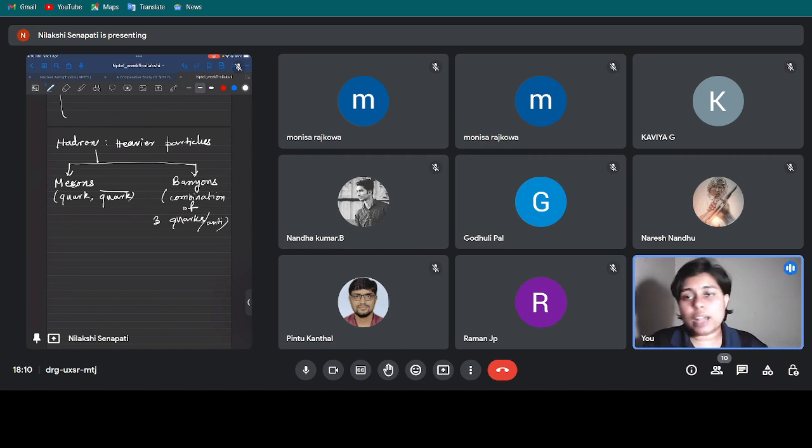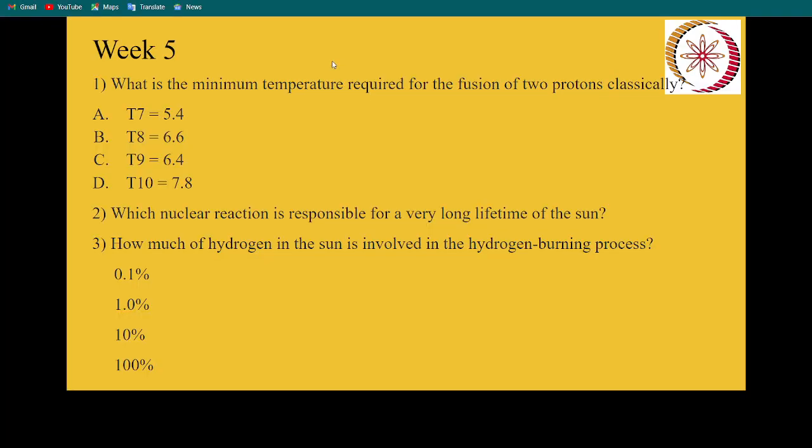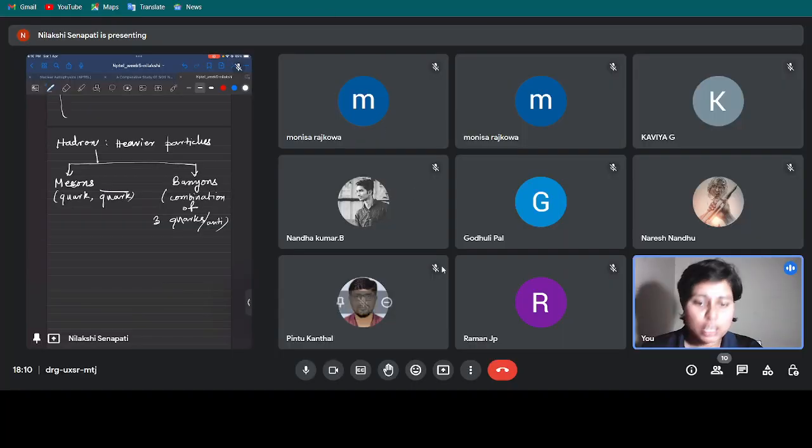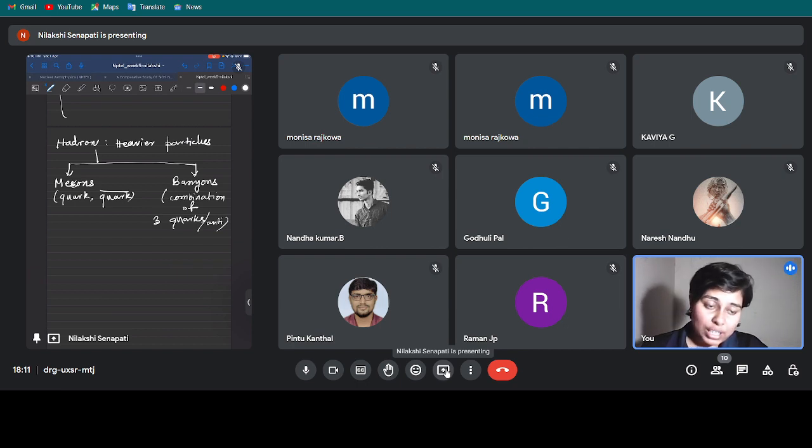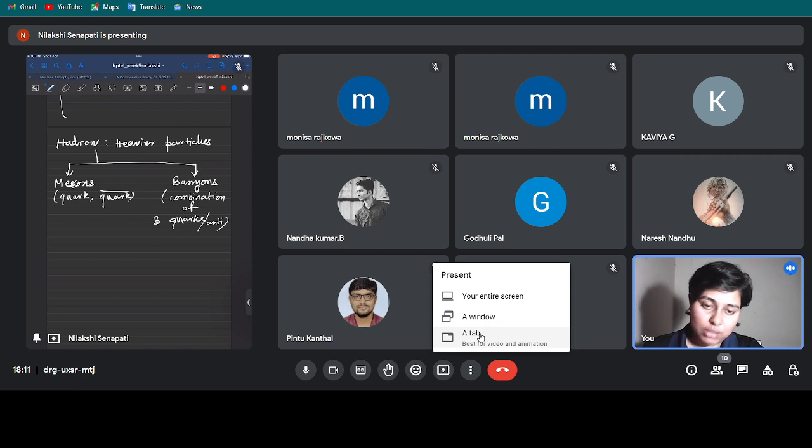So now I'll go directly to the problem solving session, to the problems that I want to discuss today. Some of them are again from your assignment, because we have been told that the assignment needs to be solved in the discussion session. Whatever you get in your assignment, it is very important to know how to solve it. That will help you in your in-semester and term examinations.